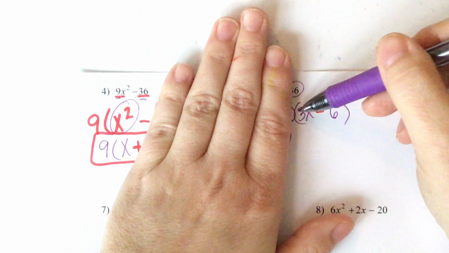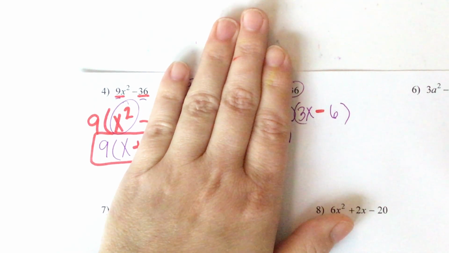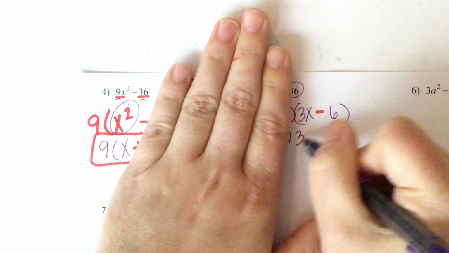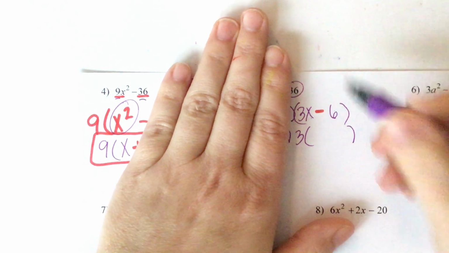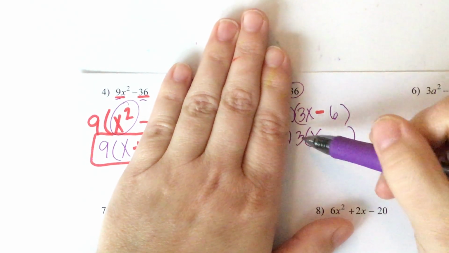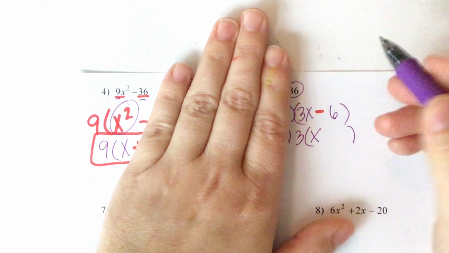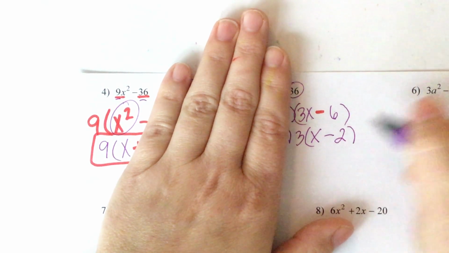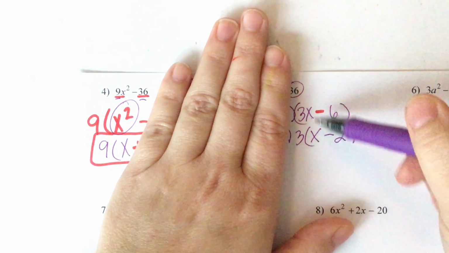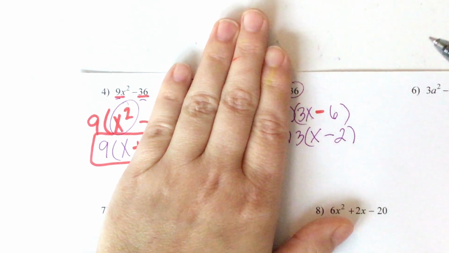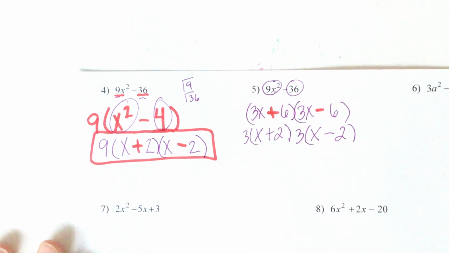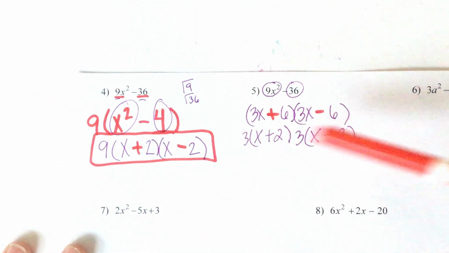Okay, now what's your GCF out of these? A 3. So let's take it out. Build your parentheses. 3 times what is 3x? X. And 3 times what is negative 6? Negative 2. So 3 times x is 3x. 3 times negative 2 is negative 6. Okay, so then I just need to do one more thing to make this look like this.